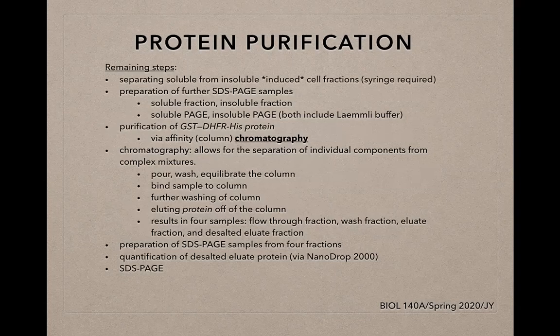Now we are getting to the purification of the DHFR protein. This purification was completed, or would have been completed, through affinity column chromatography. Chromatography is a technique that allows for the separation of individual components from complex mixtures. For our particular protocol, students would need to pour, wash, and equilibrate the column. They would then bind their sample to the column, wash the column some more, elute protein off of the column, and this technique would result in 4 samples: the flow-through fraction, wash fraction, eluate fraction, and desalted eluate fraction.